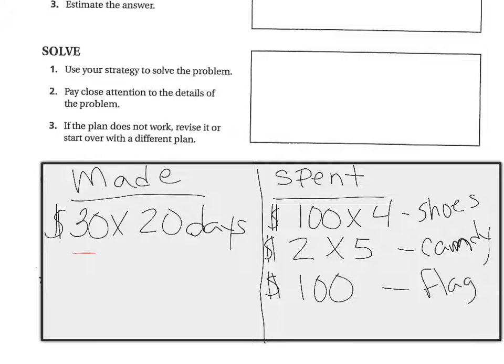$30 over 20 days, and 30 times 20 is 600. So Devin made $600. Now I need to figure out how much he spent.